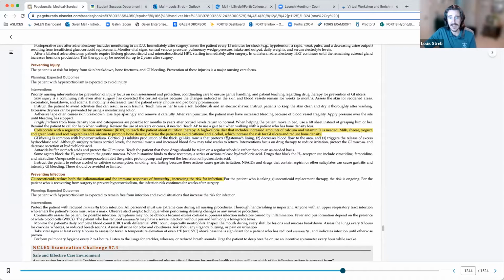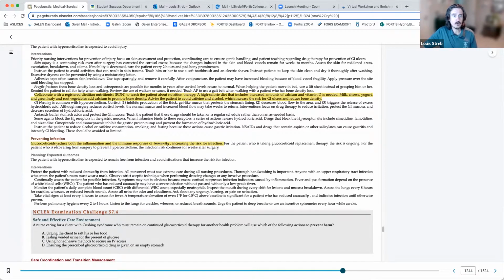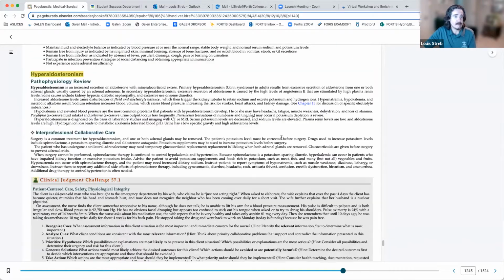I don't know what ATI is going to have or what your NCLEX is going to have. Just know things. Glucocorticoid reduces both inflammation and immune response, increasing risk for infection. That's another one. So you start seeing how your patient is now at risk for all of these multiple things that we want to test you on. And there's nothing else.